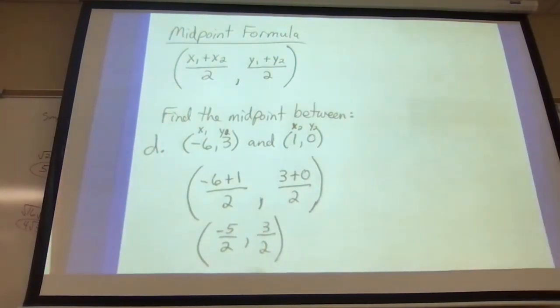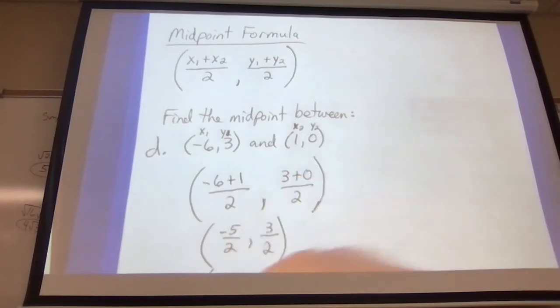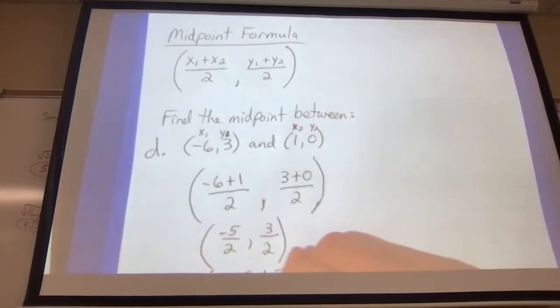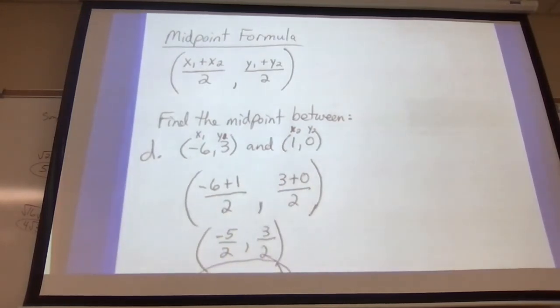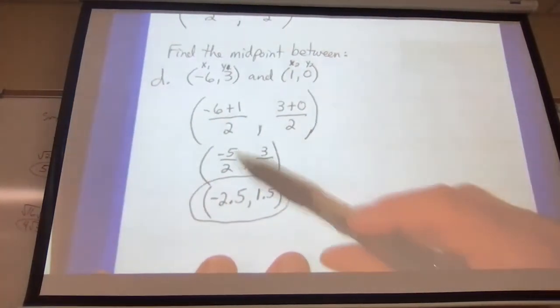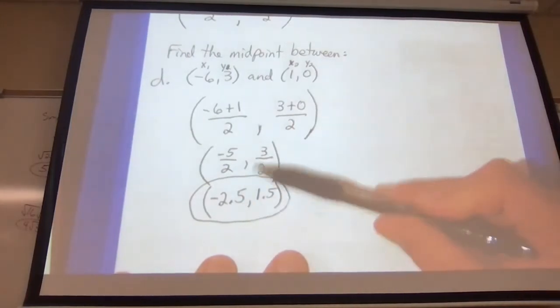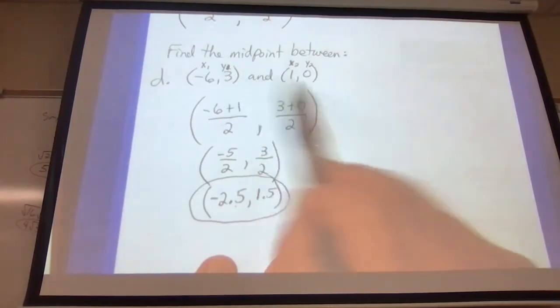And then your answer, you can either leave it as a fraction or you can put it in as a decimal. It doesn't matter to me. You can either leave it as -5 halves, or if you want to do a decimal, that's -2.5. 3/2 is 1.5. Or you can leave it as 3/2. Either way is fine. That point is going to be right in the middle of those 2 points there. So -5 halves is -2.5. 3 halves is 1.5. That point falls right in between those 2 points.